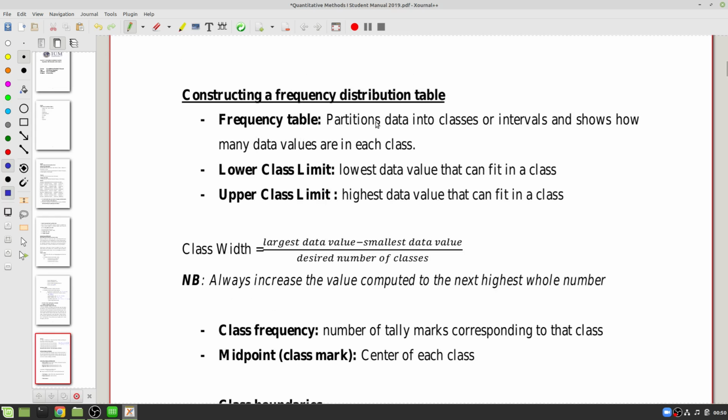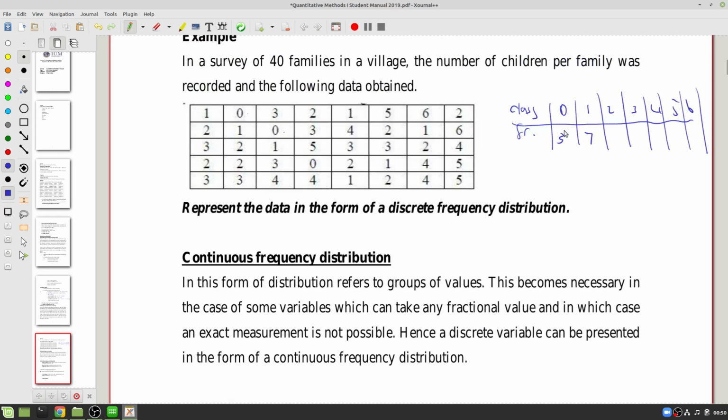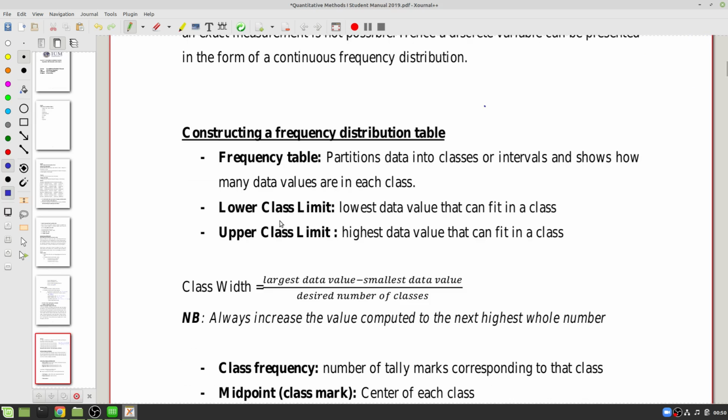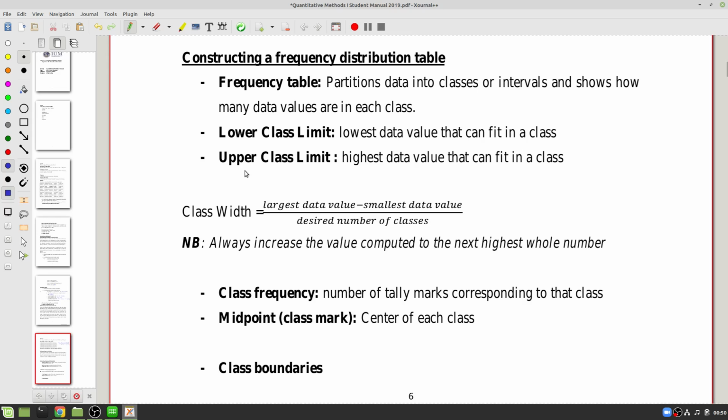So a frequency table partitions data into classes or intervals and shows how many data values are in each class. Okay, so just like here, how many data values are in each class. The classes are just now an interval instead of just a fixed point. Okay, so let's just go through some of the definitions here. The lower class limit, that's the lowest data value that can fit in a class. Okay, upper class, highest data value that can fit in a class.